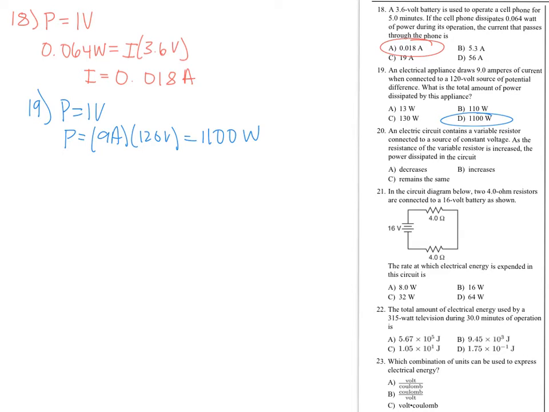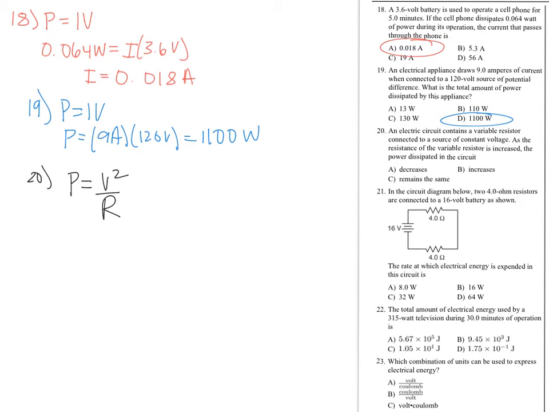Number 20. A circuit contains a variable resistor connected to a source of constant voltage. As the resistance of the variable resistor is increased, the power dissipated in the circuit will do what? Alright, power. Something that relates power, voltage, and resistance. This equation.